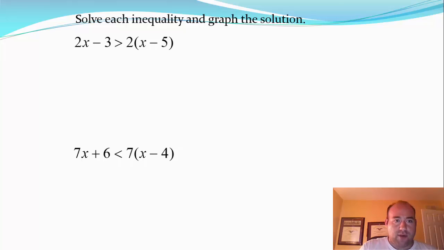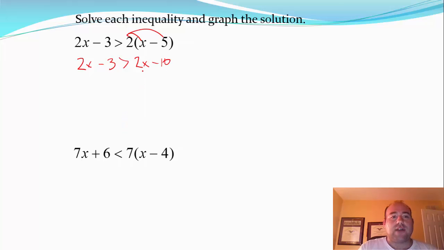Now let's look at some special examples here, some special cases of what happens with some inequalities. So I have a couple here for you. We have 2x minus 3 is greater than 2 times the quantity of x minus 5. All right, so let's get rid of the parentheses first. Distribute the 2 on the right, and I get 2x minus 3 is greater than 2x minus 10.